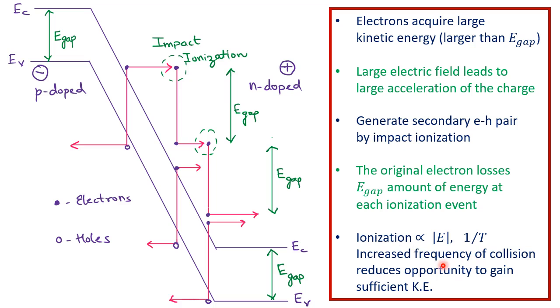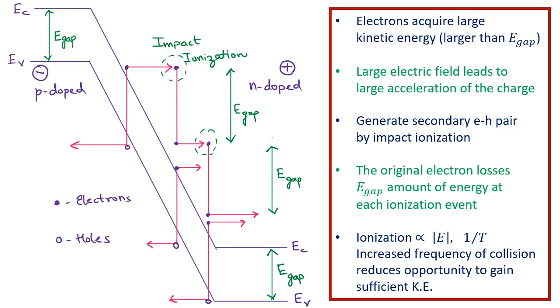So this reduces the opportunity for gain, and you're not able to reach that kinetic energy limit, which should be larger than E gap. So the impact ionization is indeed inversely proportional to temperature. So cooling these devices actually increases the multiplication factor.